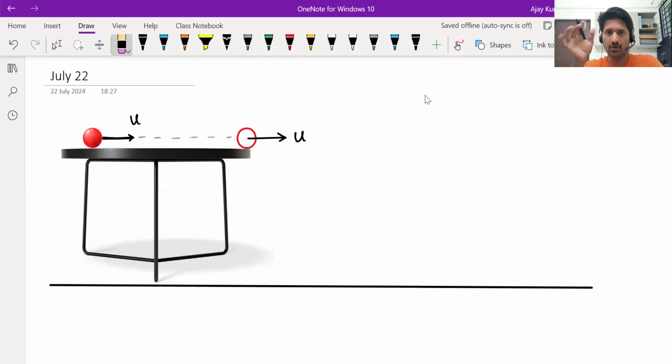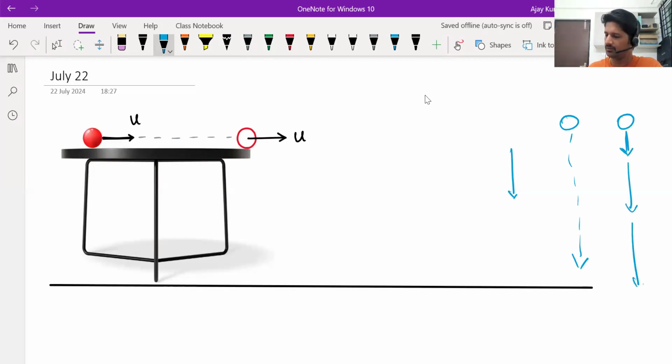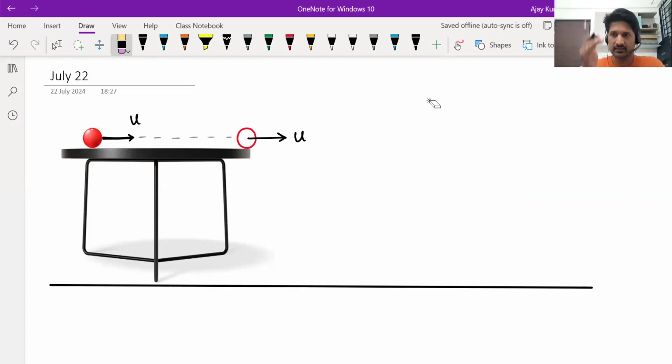See, for an object to fall vertically, it should either be released from rest or its initial velocity should be in the vertical direction. Okay, because gravity is downwards. You simply release an object, we know it will fall down. Or you push the object downward and then release it, then it will continue falling downward. Right? But this ball, when it reaches the edge of the table, it has a horizontal velocity. Okay. And acceleration due to gravity is vertical. As a result, its initial velocity is to the right, acceleration is downwards. It will follow a curved path.